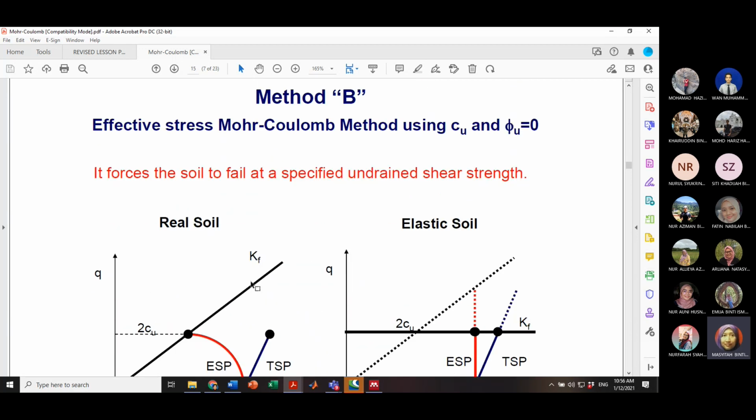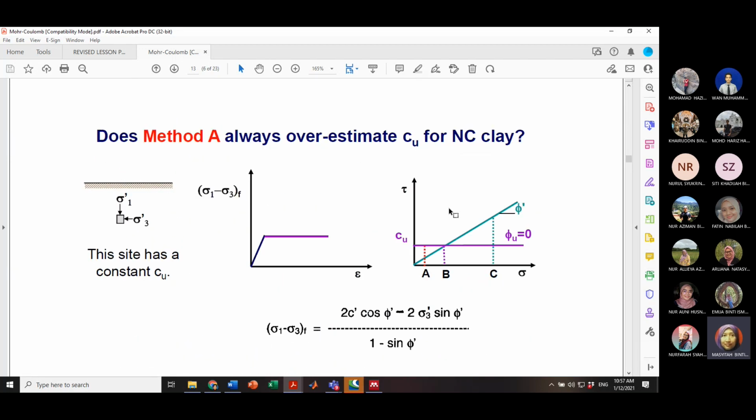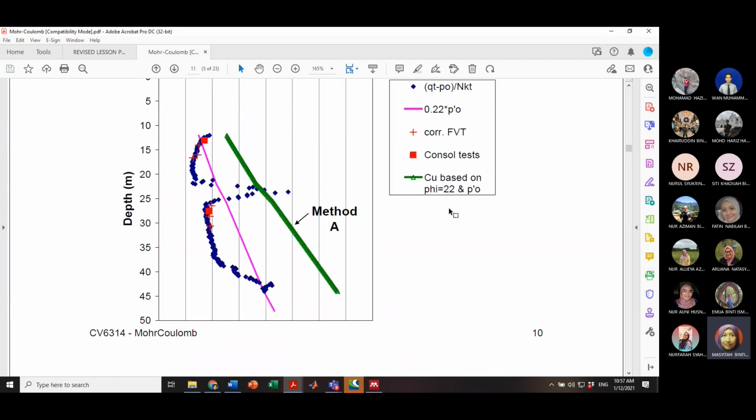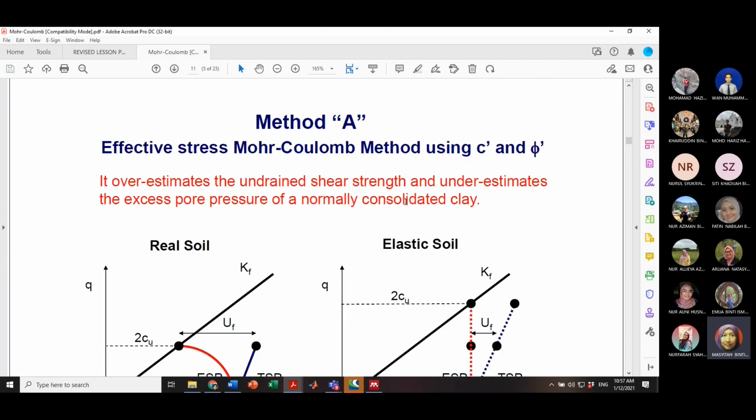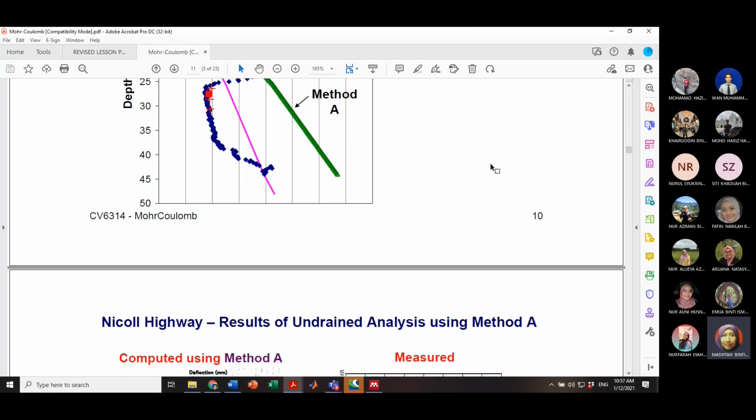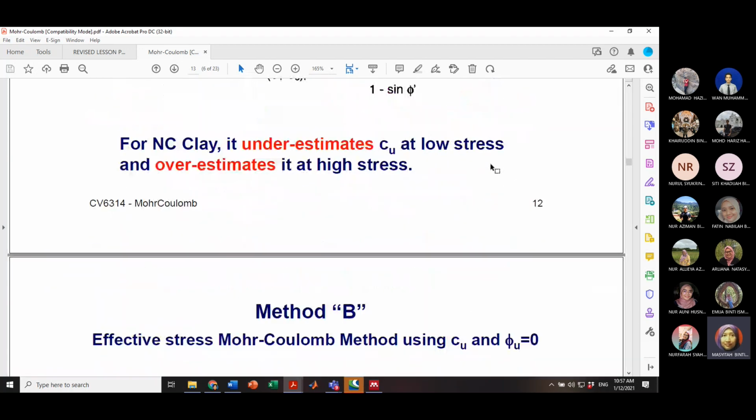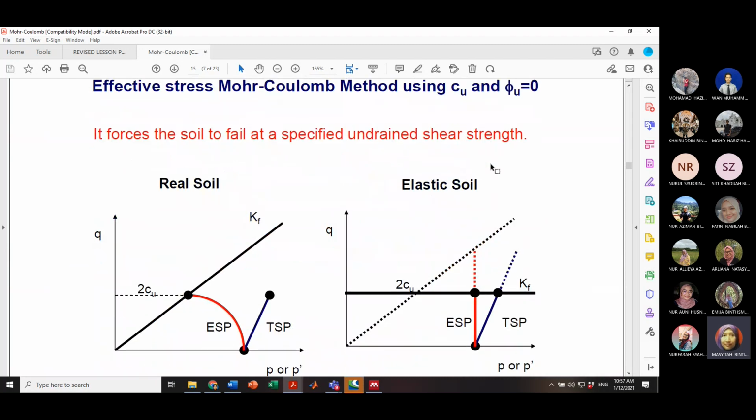Okay, how about method B? Method B is where the conditions are undrained but you use total stress parameters for the strength. So we use the value of CU with phi U equal to zero. I hope you can see the difference. Just now we used effective c and phi, but now we use CU and also phi U.